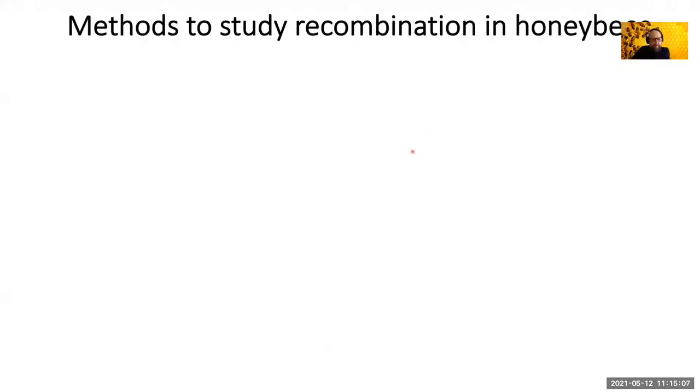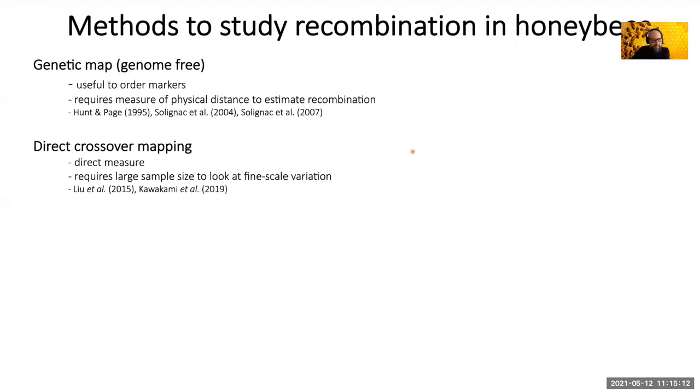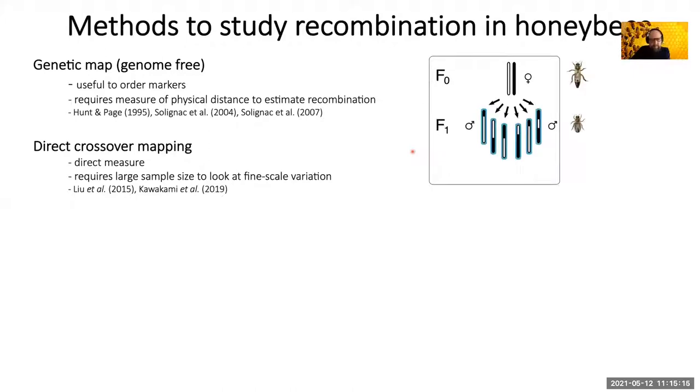Several methods have been used to study variation in honeybees and other social insects. A couple of these take advantage of the fact that we have haploid drones in honeybees, which means that if you genotype markers across the genome in a set of drones, you can determine where recombination events have occurred. If you don't have a genome sequence, this can be used to generate a genetic map, which can then be used to order contigs and helps to generate a genome sequence.